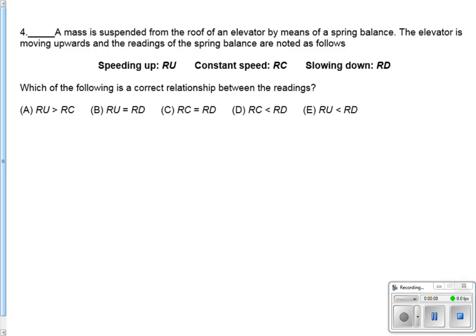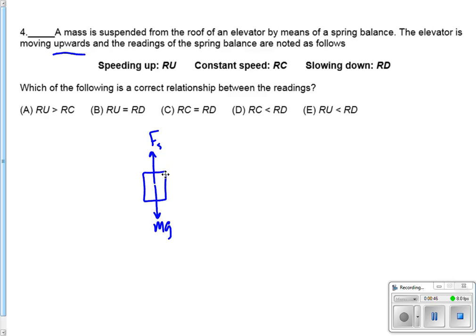So this is a mass suspended from the roof of an elevator by means of a spring balance. So let's say there's a mass. A spring balance is like a scale that hangs upside down. It's a spring scale, so we can call it tension, or we can just say the force of the scale acting up. The elevator is moving upwards, and the reading on the scale is noted in 3 different things that the elevator is doing. The elevator is moving upward, by the way, so speeding up, constant speed, and slowing down.